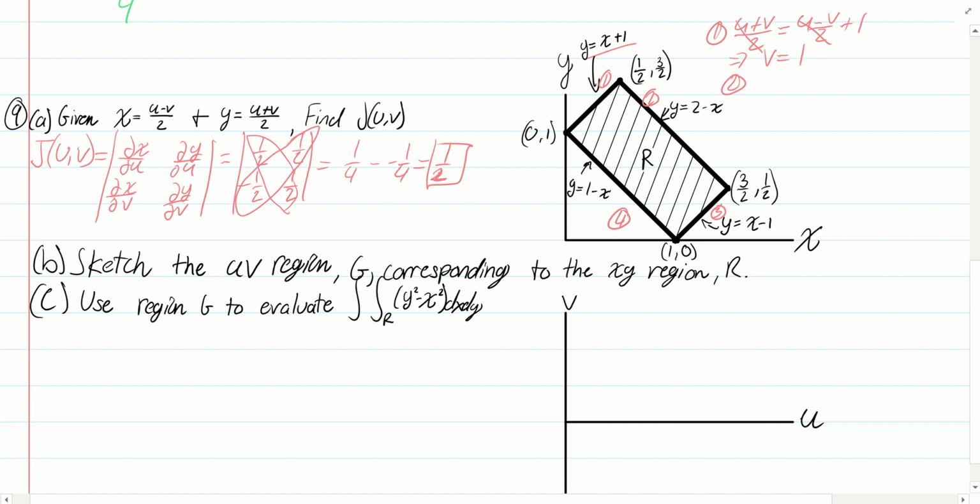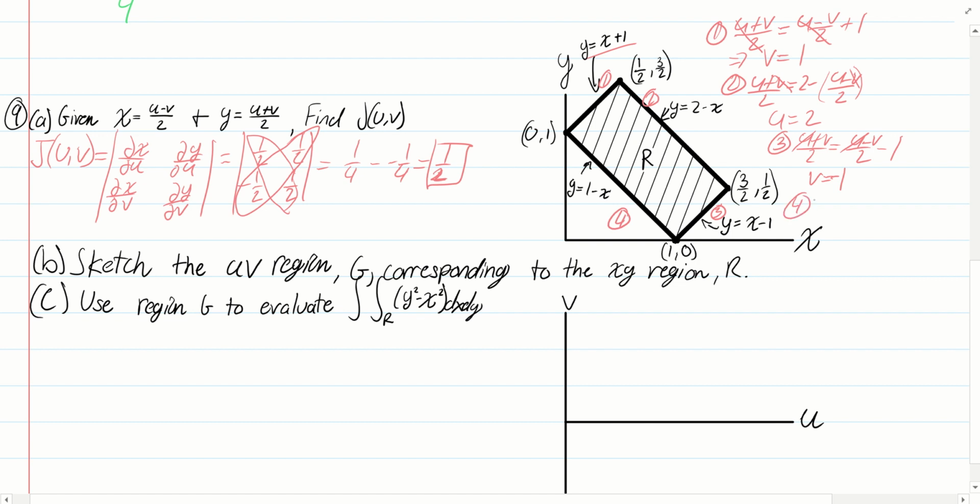Now look at my second equation. We have y equal to 2 minus x, so we have u plus v over 2 equals 2 minus u minus v over 2. In this case, the v's are the same, so the v's will cancel out. We have a positive u and a negative u, so we add the u over 2 to the other u over 2, so I have u equal to 2. Third equation: u plus v over 2 equals u minus v over 2 minus 1. Cancel out your u's, add your v halves, so we have v equal to negative 1.